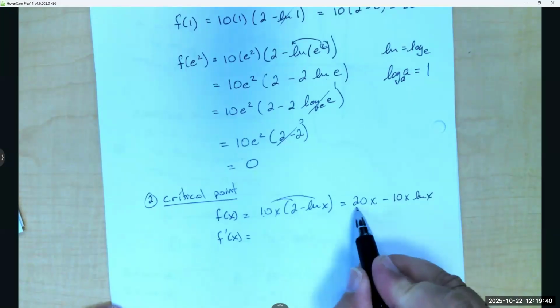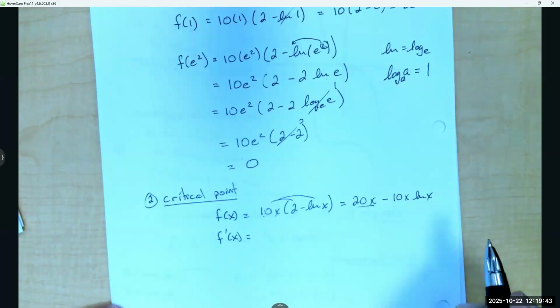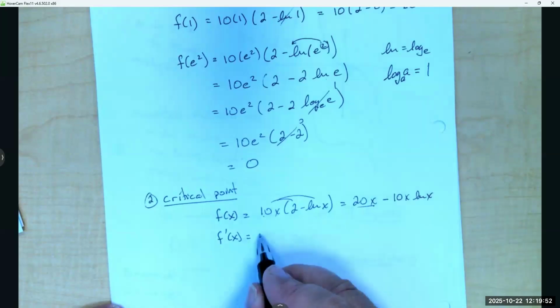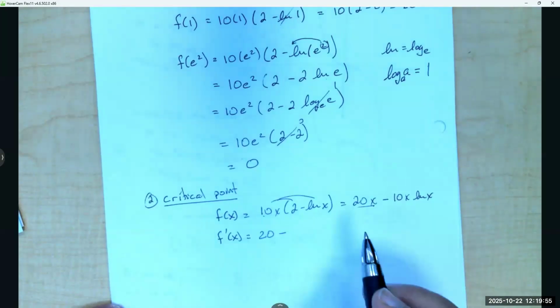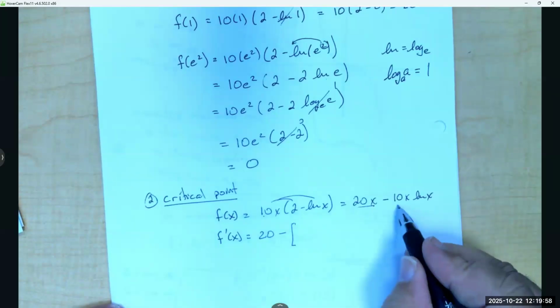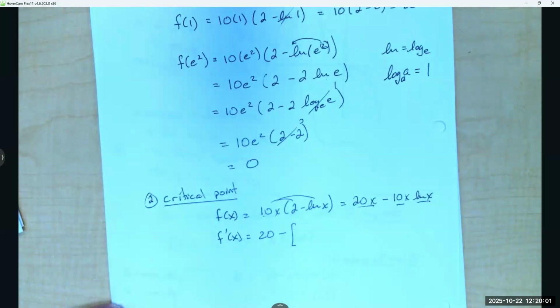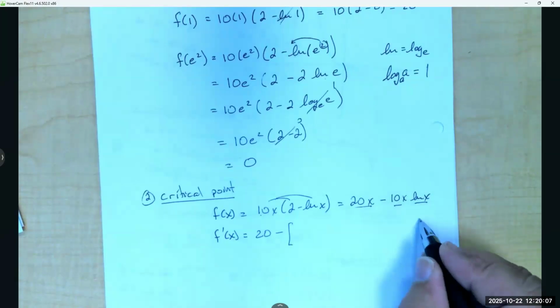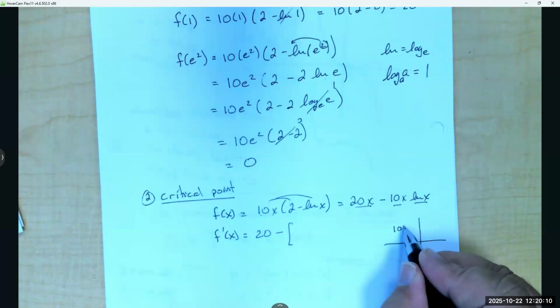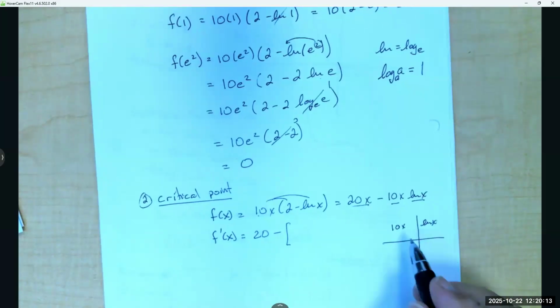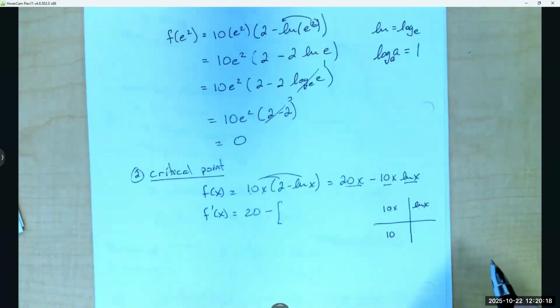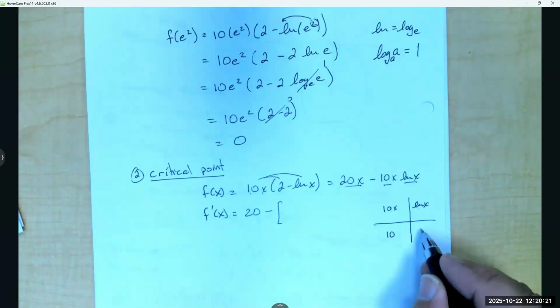Now we take this apart. The derivative of 20x is what? 20, because x goes away, so it's 20 minus. Now we have a product rule. So it's minus this product rule, so it's 10x ln x. Derivative of 10x is 10. What's the derivative of ln x? 1 over x.